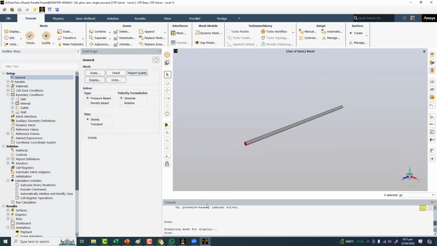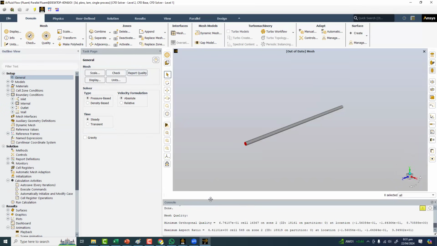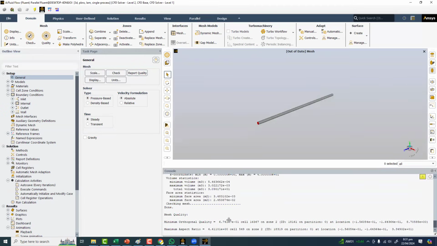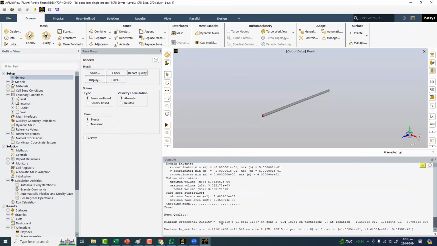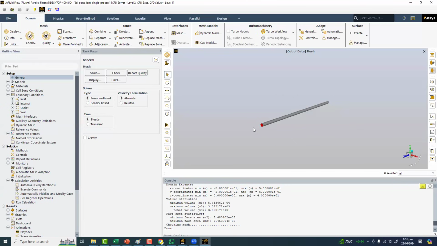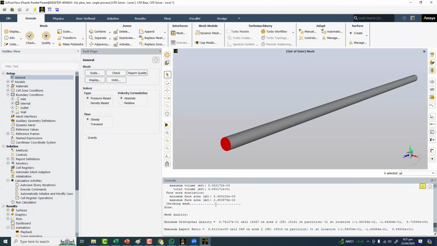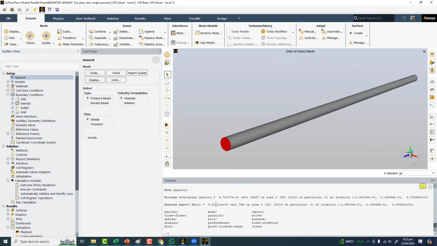Okay, then with the report quality. Report quality will give you two metrics. One is the orthogonal quality, which we have seen, that is 0.67. And the maximum aspect ratio is 4.4. That is the length divided by the height of the cell. Okay. So when you go for the boundary mesh like inflation layers, you will see that the aspect ratio will increase to very high values.